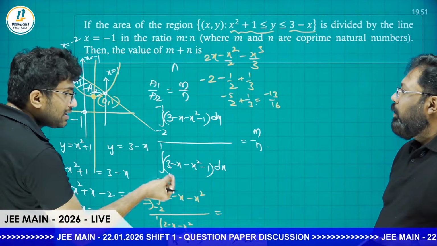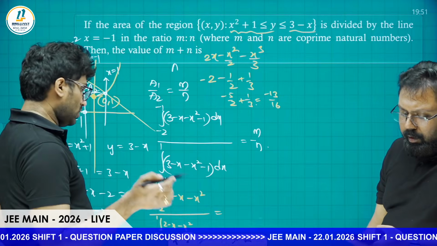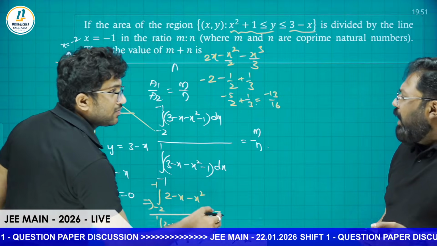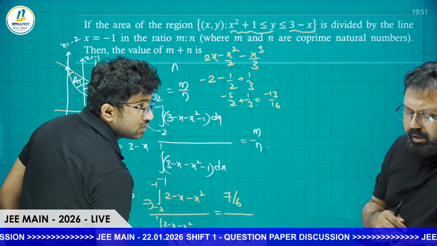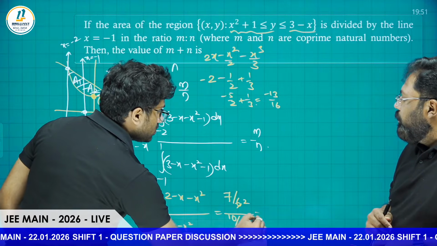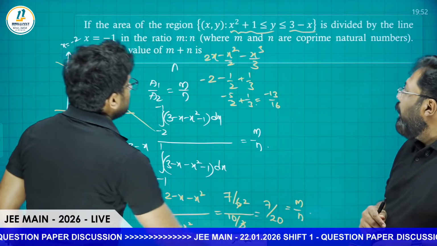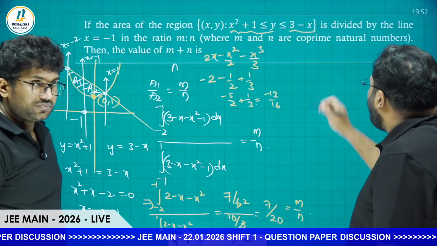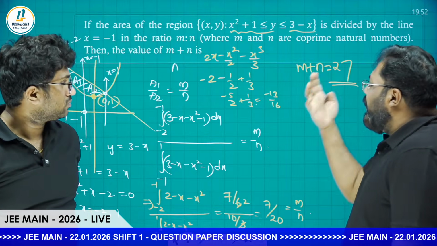Again, you have to put x equals minus 2. Only thing is, it is a bit of calculation. But if you do that and simplify, a1 is 7 by 6 and a2 is 10 by 3. So the ratio, you will get 7 by 20, and this is our m by n. They are directly asking for m plus n. m plus n is equal to 27. Numerical value. Very easy question.